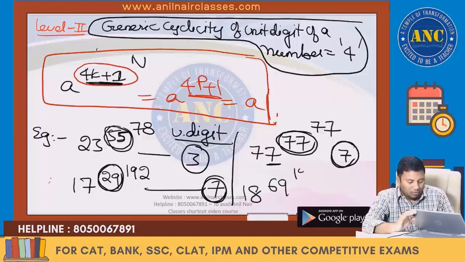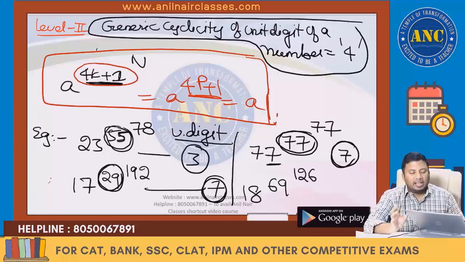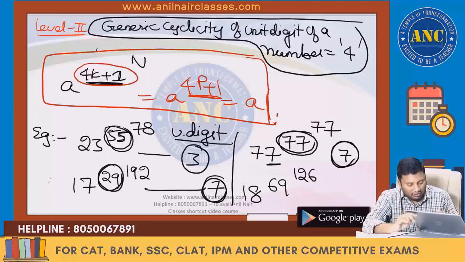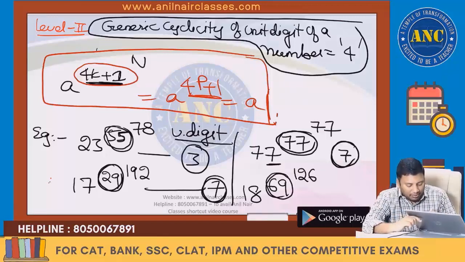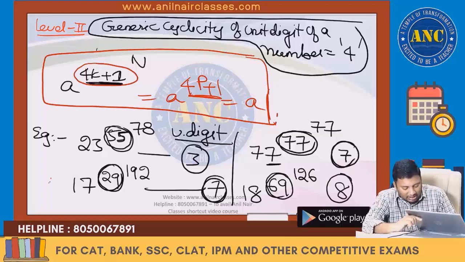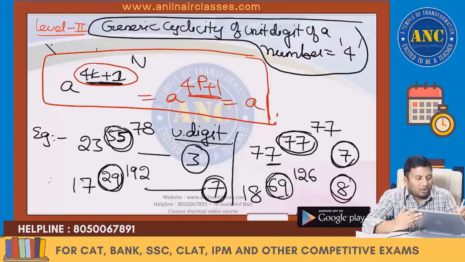18 power 69 power 126. 69 is 4 into 17 plus 1. 4k plus 1 power any number, the unit digit is 8. Please make a note of it.